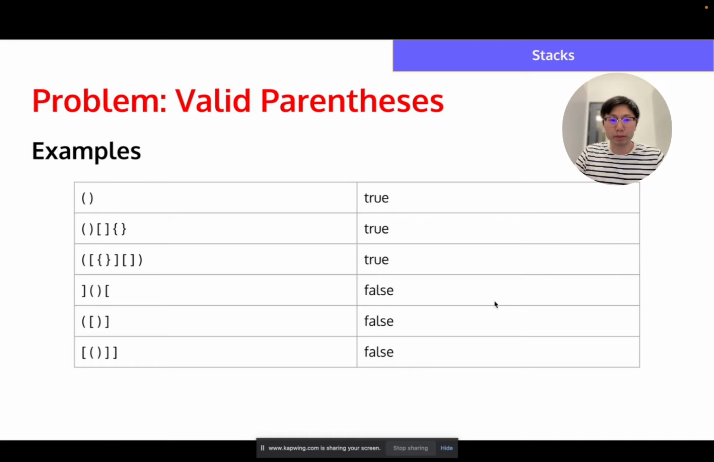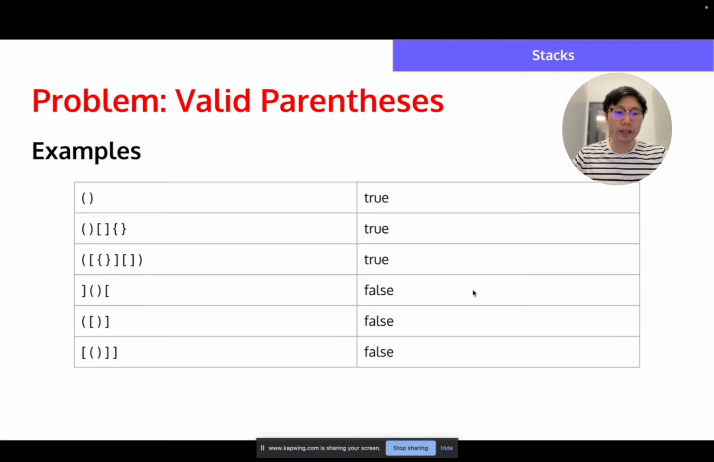And here are some examples. The first example is considered to be true because the normal brackets are open and then closed. The second example is also considered to be true because the normal brackets are open and closed, and then the square brackets are open and then closed, and lastly, the curly braces are open and then closed. And the third example is also considered to be valid.